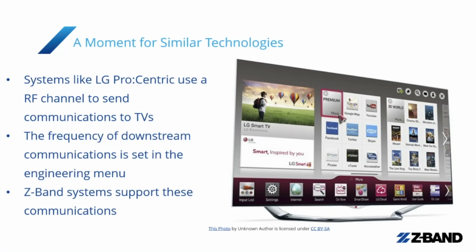I don't think they go all the way up to the top of the frequency spectrum, but you can go into the LG menu and actually set the frequency of this downstream communications channel. And what they use this for, I've seen, is pushing channel lineups, just basically simple updates in this Pro:Centric system, to kick the TV with some communications and say, hey, we have something for you here.